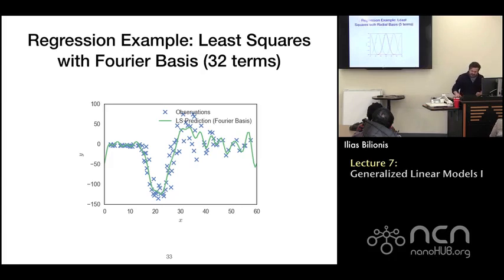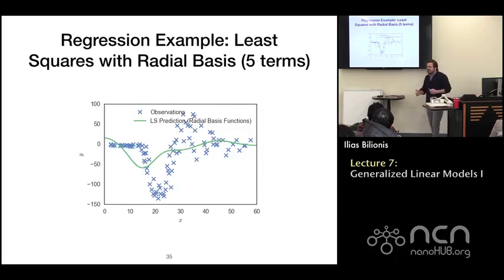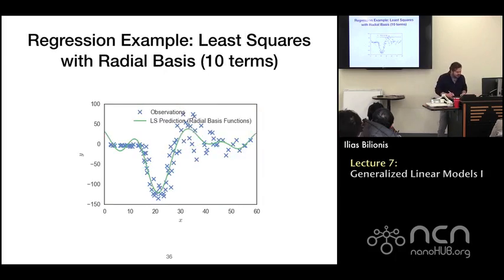Let's try another basis, radial basis. I'm going to use 5 terms. With 5 terms, I get this. This is very bad. You use 10 terms, it looks better. You use 20 terms, looks good inside, but you do overfit here and there. So maybe something is wrong there as well.